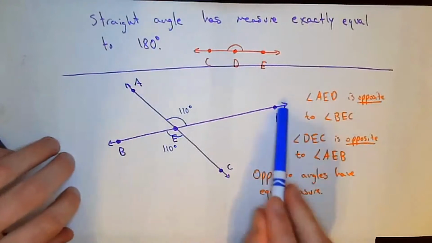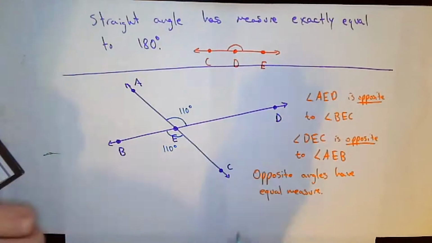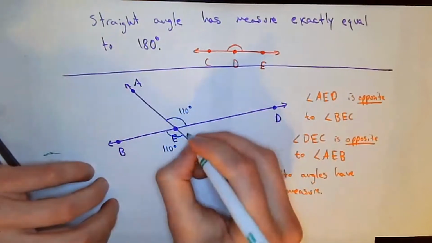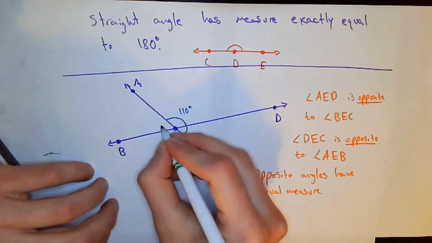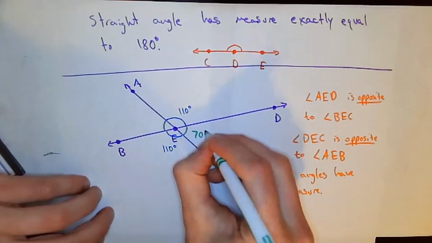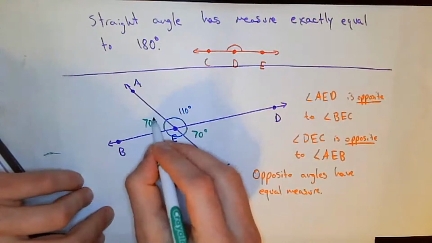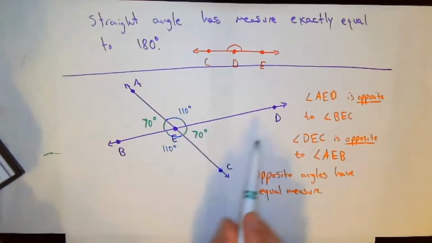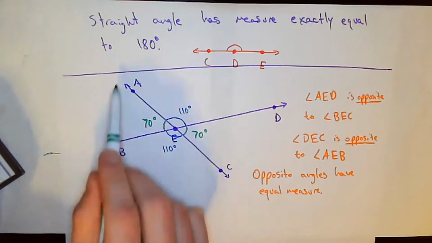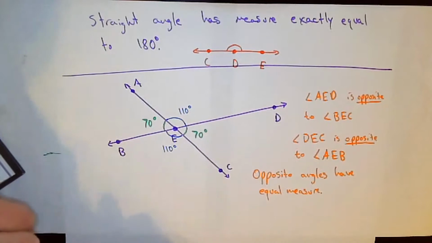Similarly, DEC is opposite to AEB. So if those two have measure, what would they have to have? Since I've picked 110 here, I'm now limited. I have to pick the right angle here. And this is kind of getting into the next definitions that we're going to look at, but this would have to be 70 degrees because that's 110. I'll talk about that. But the point I'm trying to make here is that these two angles, DEC and AEB, are opposite to each other, so they have the same measure. When two angles are opposite to each other like this, they have the same measure.